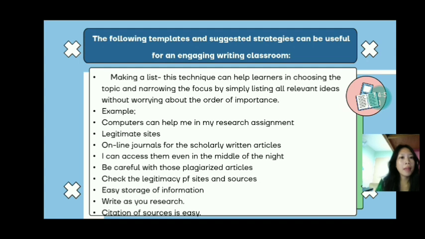And the last is making a list. This technique can help learners in choosing the topic and narrowing the focus by simply listing all relevant ideas without worrying about the order of importance. So, making a list is like taking notes of the important ideas. So, through this, the students can evaluate if their topic is good or bad by listing down its importance.